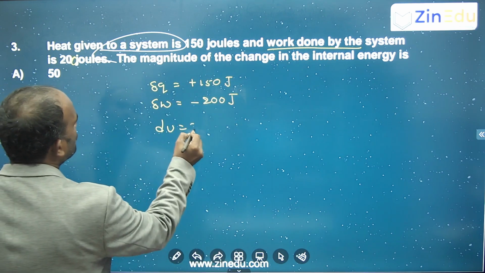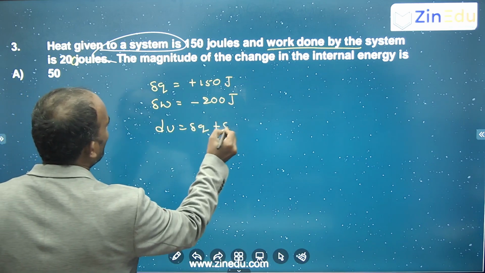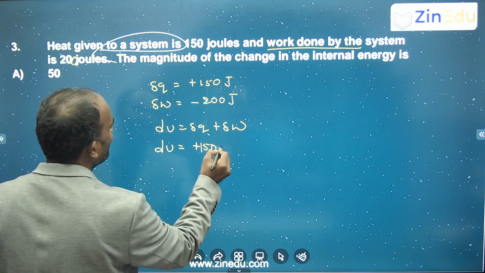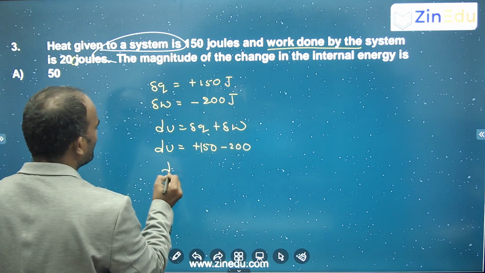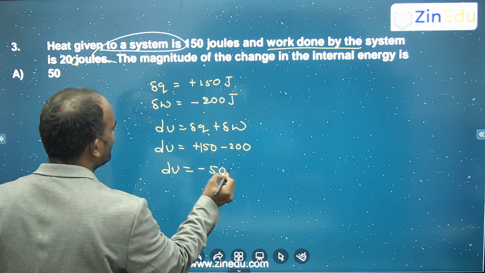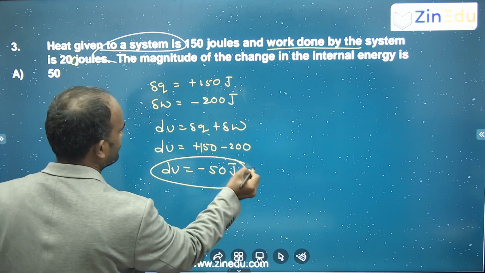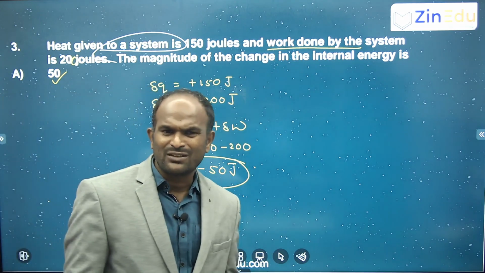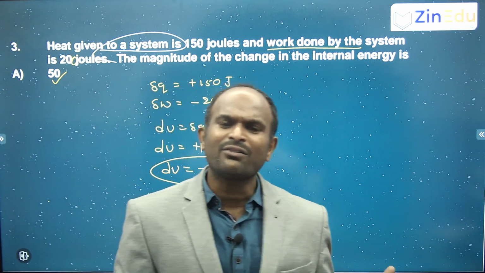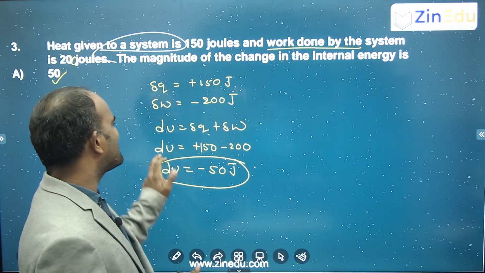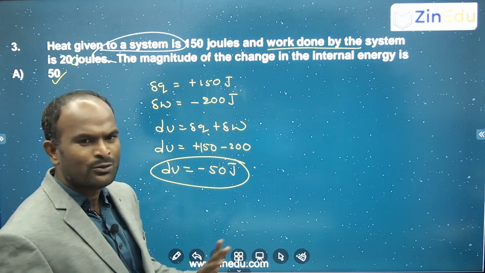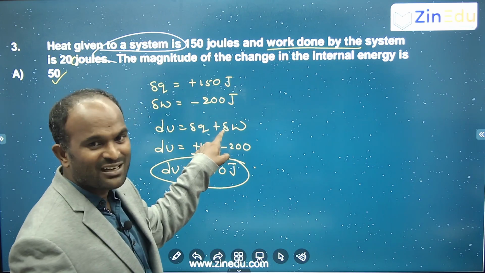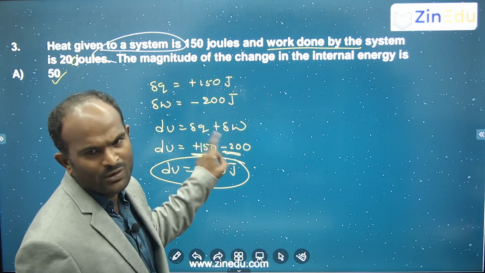dU is equal to delta Q plus delta W. Here dU is equal to plus 150 minus 200. Therefore dU is equal to minus 50 joules. This is as simple as that, the first law of thermodynamics. When it comes to the first law of thermodynamics, it is very simple: dU is equal to delta Q plus delta W. Here heat energy is absorbed, therefore I substituted plus, and work is done by the system, therefore we have taken negative. As simple as that.